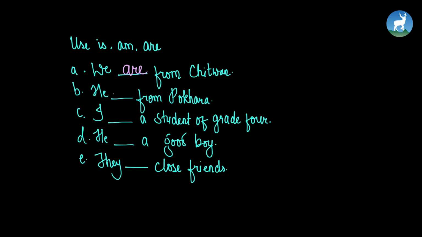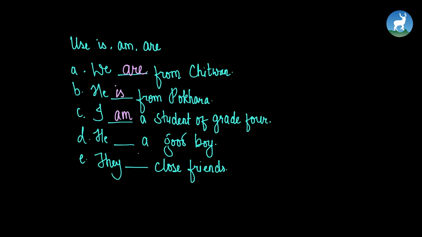He. Is he a singular pronoun or plural pronoun? He is a singular pronoun. He is one. So, he is from Pokhara. I. What had I said about I? For personal pronoun I, we always use am. I hope you all are getting it correct.